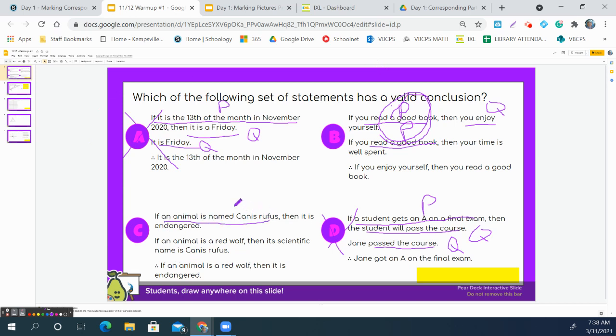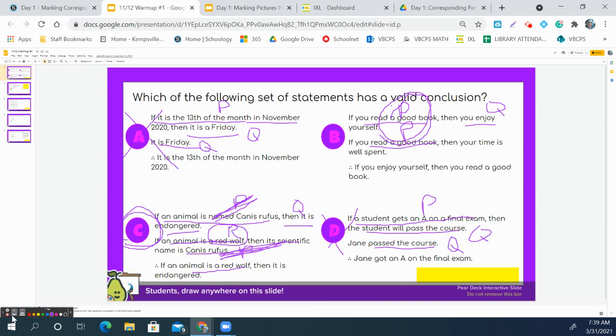If an animal is named Canis rufus, that's P. Then it is endangered, that's Q. The animal is a red wolf, that's a whole new thing. I've got Canis rufus and endangered. Now I've got red wolf, that's the R. Then the scientific name is Canis rufus, that was my P. So if the beginning of this sentence cancels out with the end of this sentence, then everything else comes down. The R comes down as the hypothesis, and the endangered, the Q, comes down as the conclusion. This is going to be my answer here. Okay, so you need a beginning and an ending that can cancel out, and then the beginning stays the beginning and the ending stays the ending.